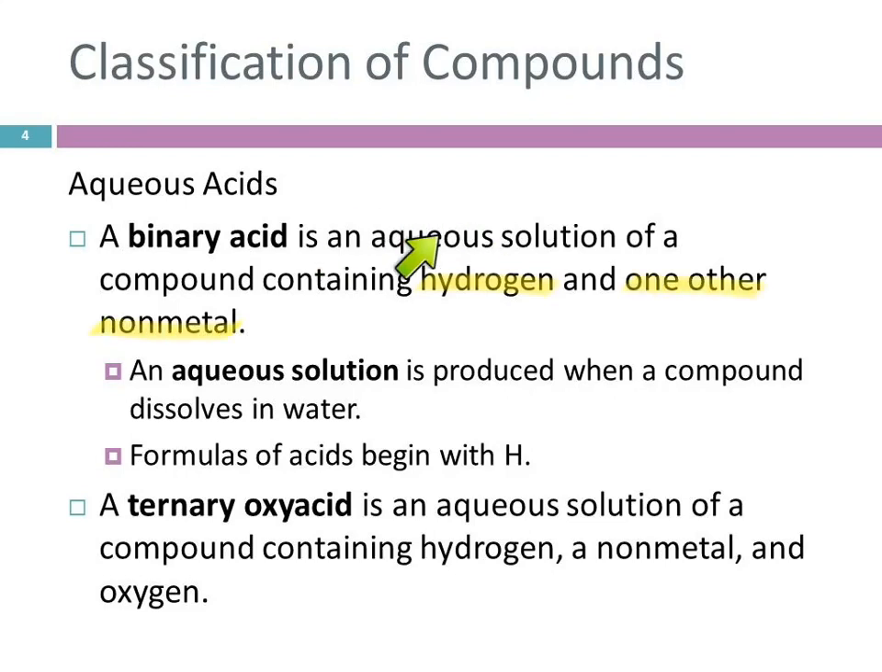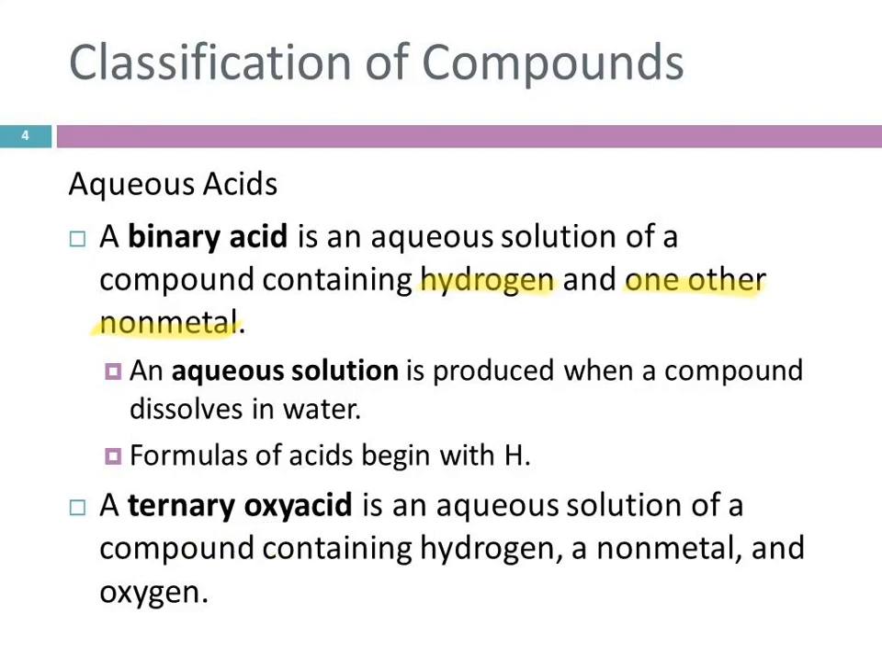That word aqueous, an aqueous solution, means that the acid is dissolved in water. So it's dissolved in water. And another thing that's helpful is to note that the formulas for acids always begin with H. So if we're looking at formulas and trying to identify what category it's in, if it starts with H, it's an acid. And the names are nice too because they actually have the word acid in the name. But a binary acid is hydrogen and one other.